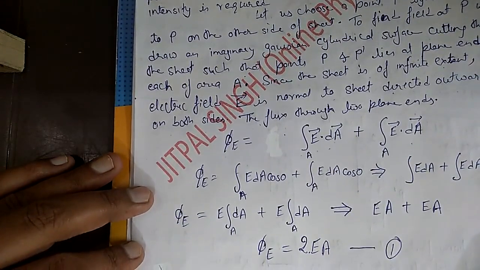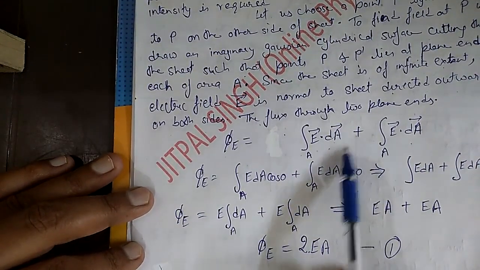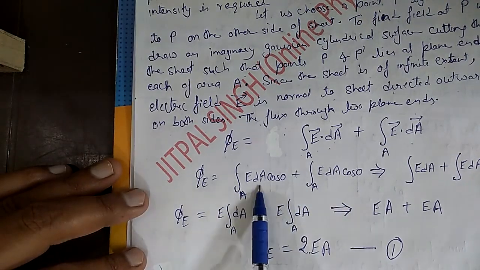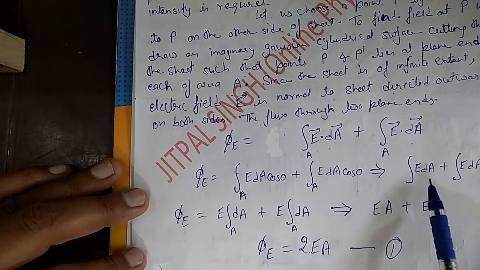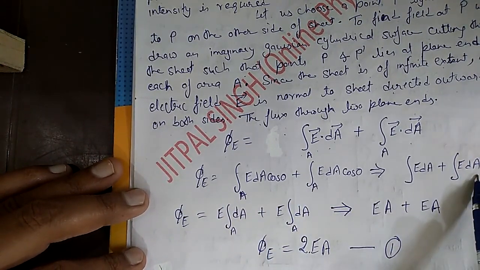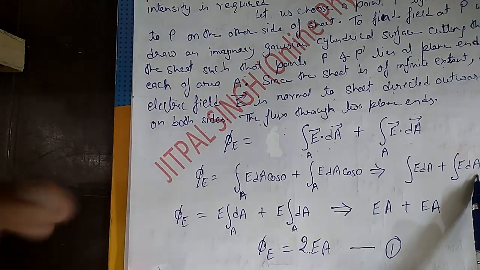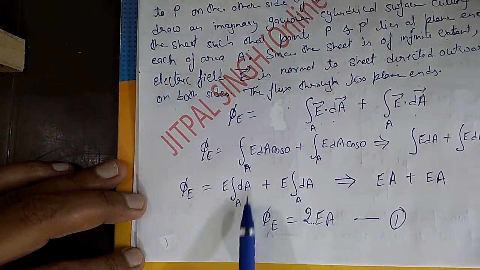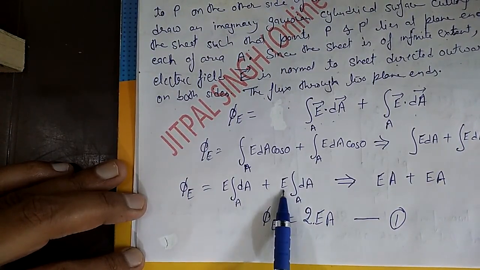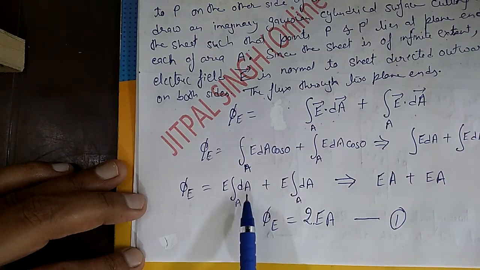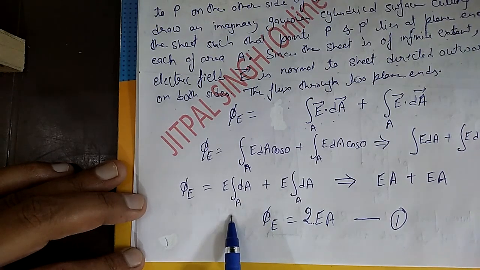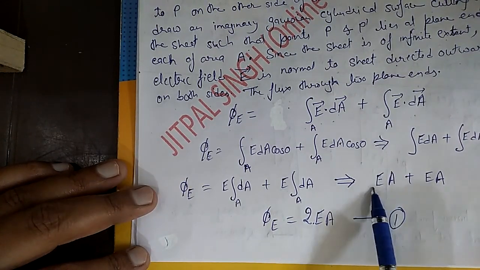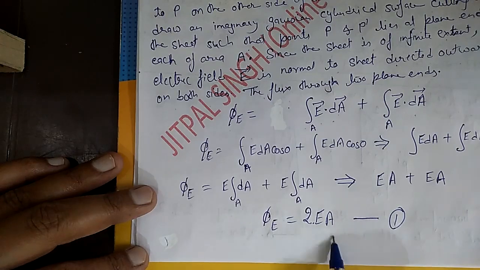Now for area at the two plane ends, the angle between E and dA is 0. Cos 0 is plus 1 in each case. So we'll have E dA cos 0, E dA cos 0, E dA, E dA. Electric field is constant for points lying close to the sheet. So we have phi suffix E equal to E taken out, integral is applicable to dA only, plus E out, integral for dA only. And this dA integration changes to area A because the area of plane ends is capital A. So we'll come up with EA plus EA, that is phi equal to twice EA.